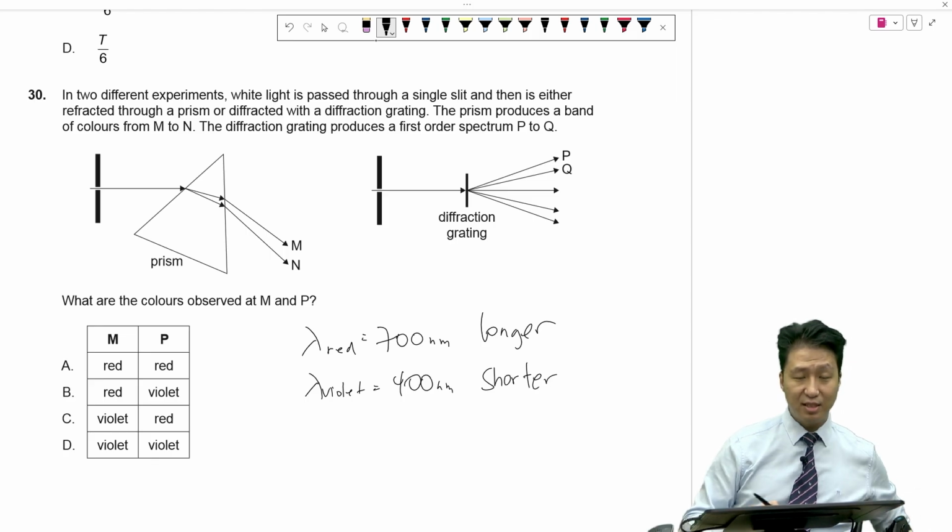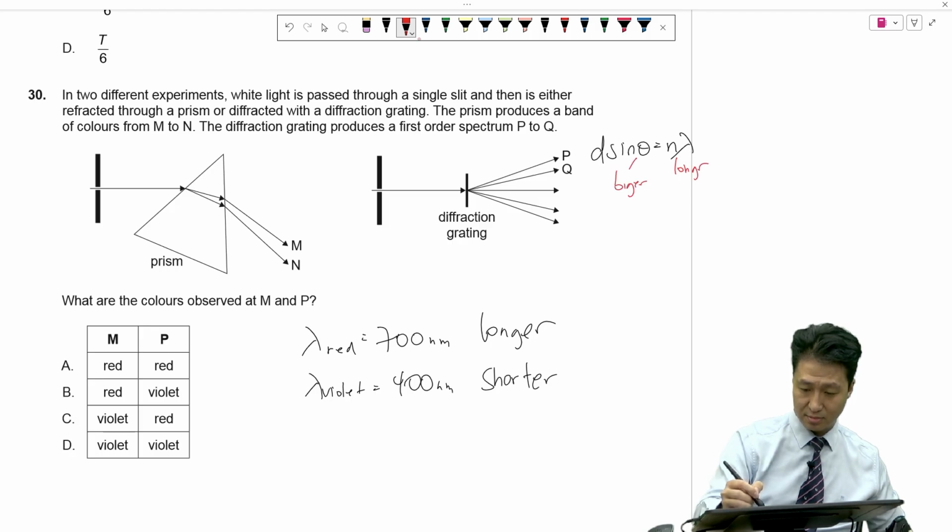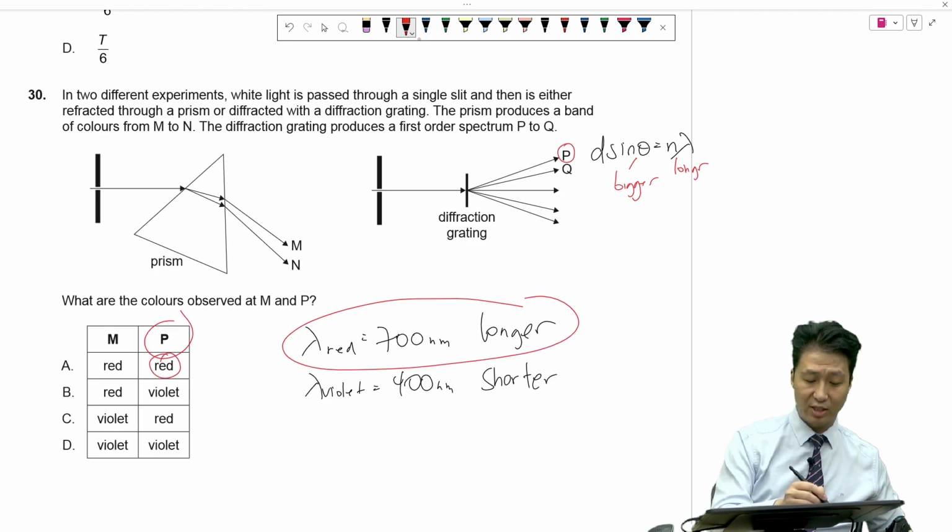And what happens is they act differently in prisms and diffraction gratings. In diffraction gratings, you have d sine theta equals n lambda, which means if you have a longer wavelength, you have a bigger angle. In this case, it only asks for P, bigger angle, longer wavelength, it has to be red.